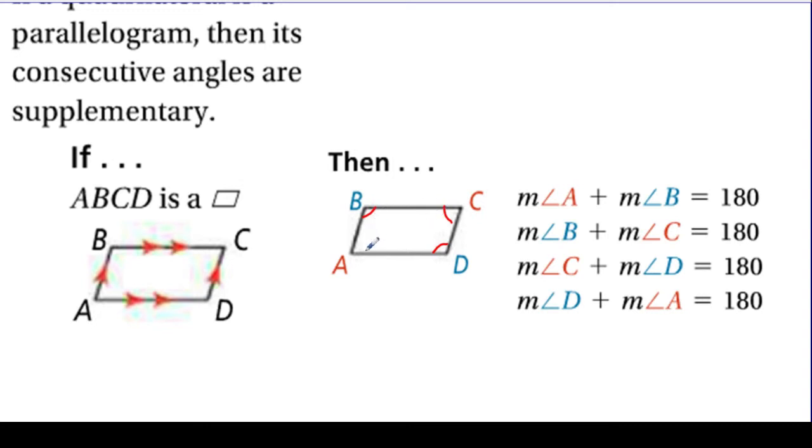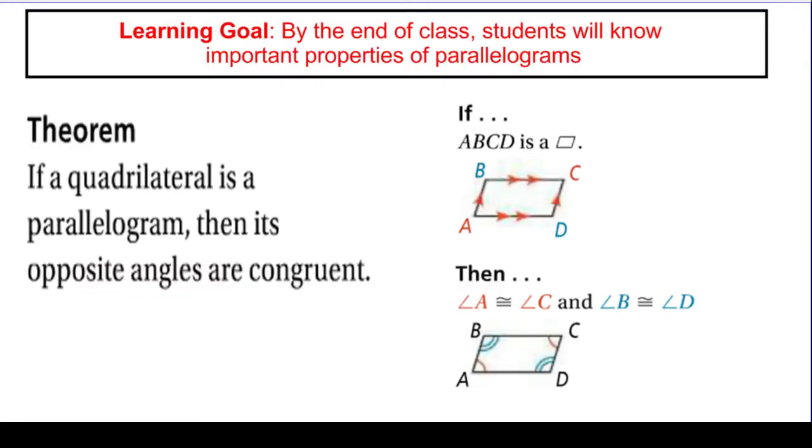C plus B should add up to 180. If I consider A, I'd say A plus B should add up to 180. A plus D should add up to 180. So you see we have lots of different relationships coming from the fact that consecutive angles should be supplementary. Okay? So here's your next one.